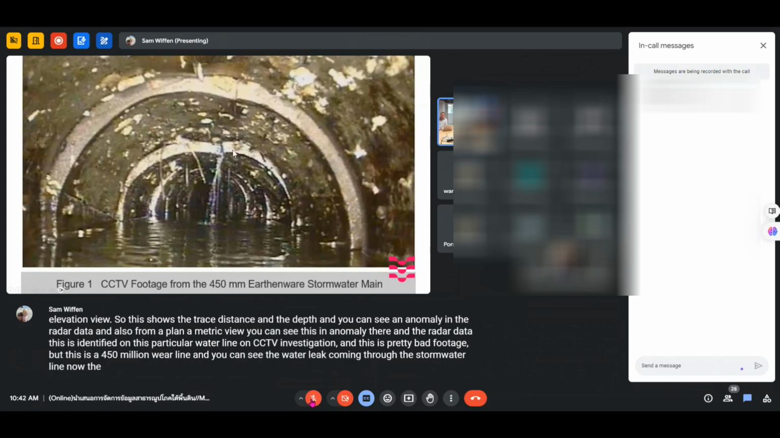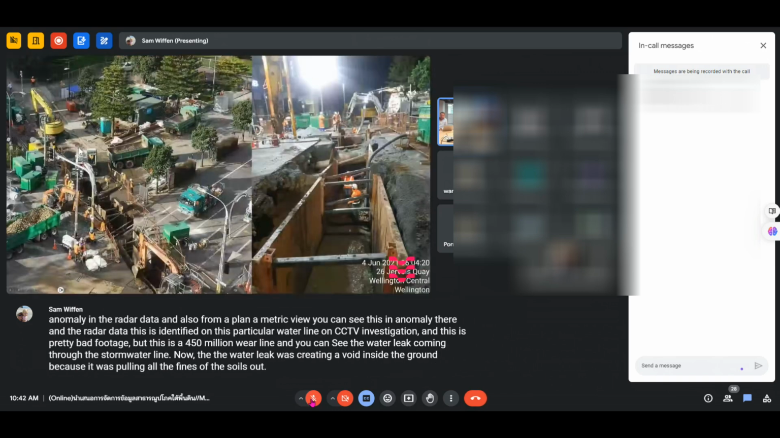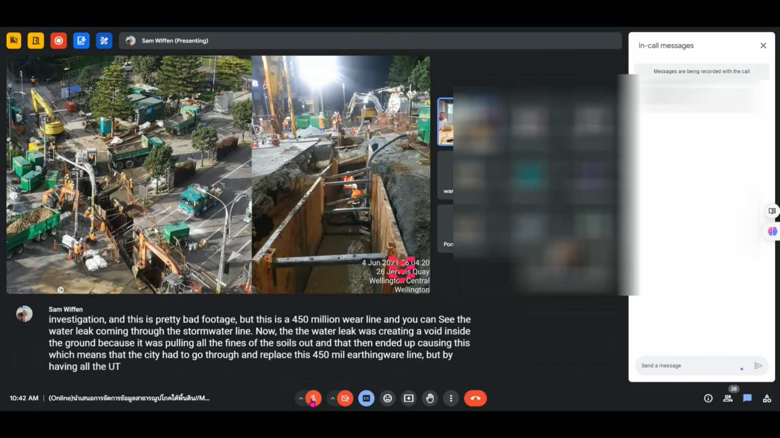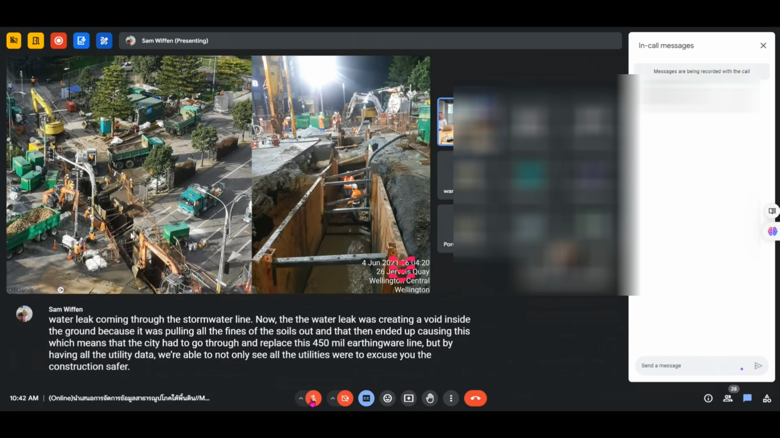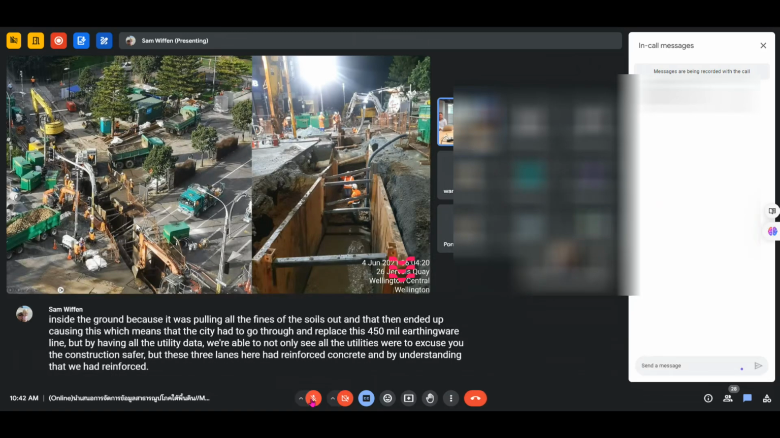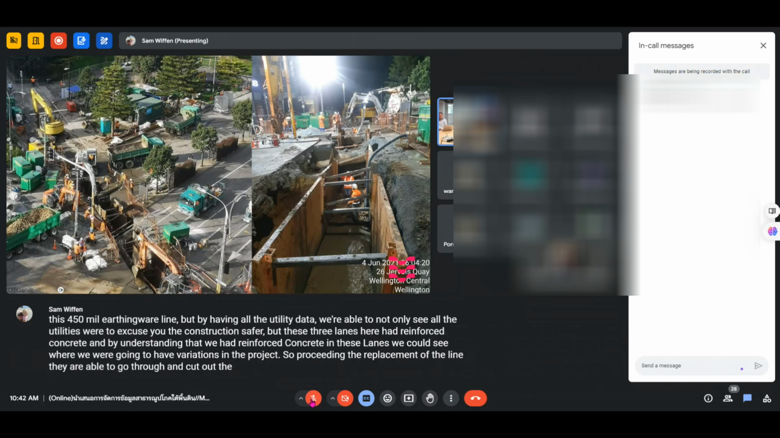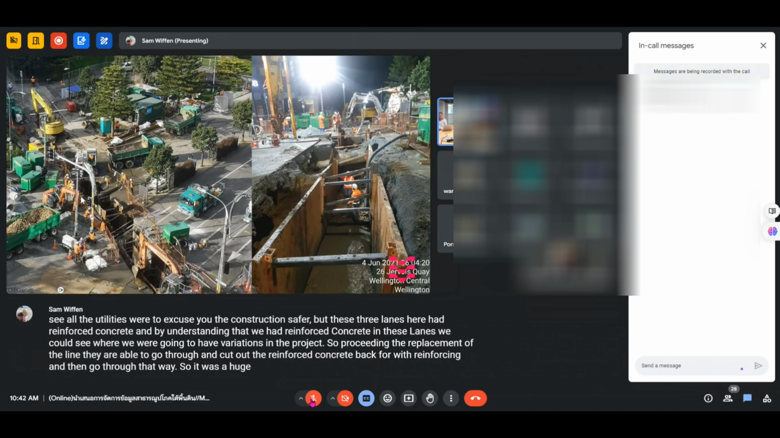Now the water leak was creating a void inside the ground because it was pulling all the fines of the soils out, and that then ended up causing this, which meant that the city had to go through and replace this 450mm earthenware line. But by having all the utility data, we're able to not only see where all the utilities were to execute the construction safer, but also that these three lanes here had reinforced concrete. And by understanding that we had reinforced concrete in these lanes, we could see where we were going to have variations in the project. So preceding the replacement of the line, they were able to go through and cut out the reinforced concrete, backfill with reinforcing, and then go through that way. So it was a huge opportunity, a huge win there.